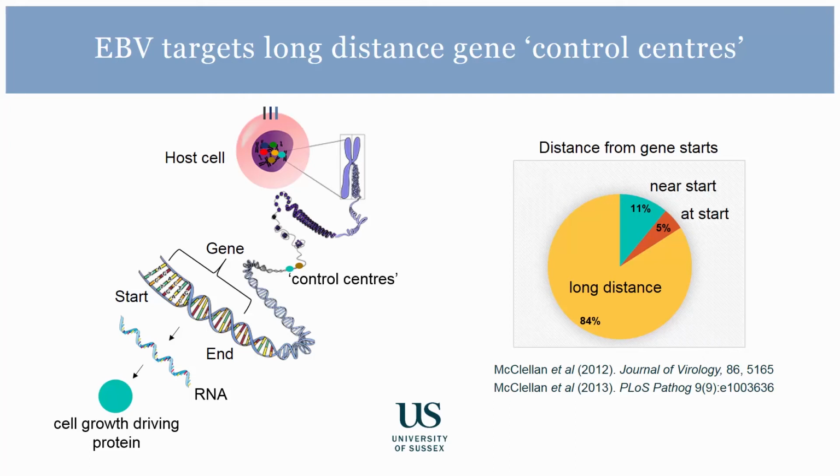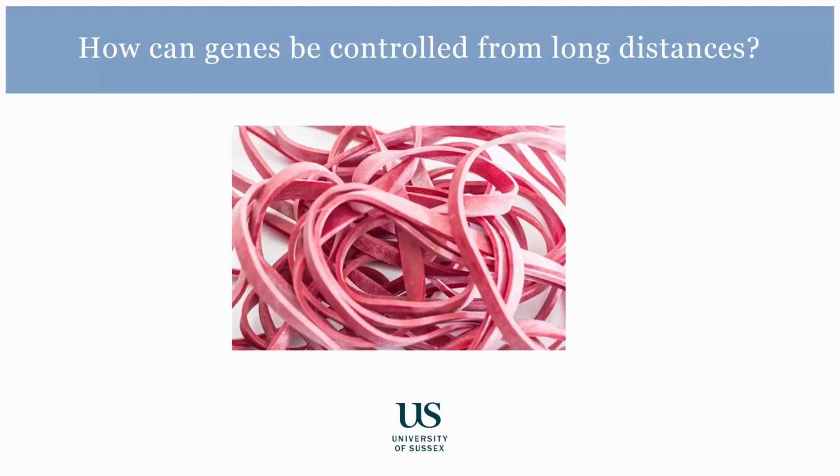And actually, this is an example of data from one of the viral proteins we work on. A really small proportion of the binding sites are near the starts of genes. 84% of them, in the case of this protein, are a long distance away from genes. So how's that working? How can they be binding over here and switching on a gene by influencing what's happening here? And that's what we set about trying to investigate. So how can genes be controlled from long distances?